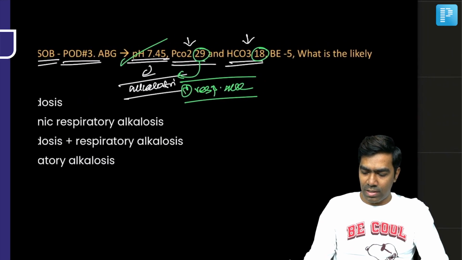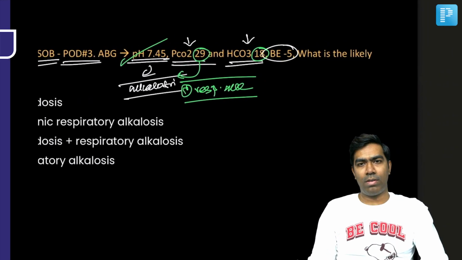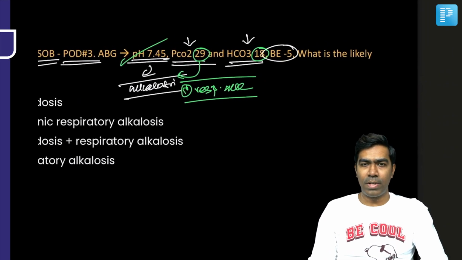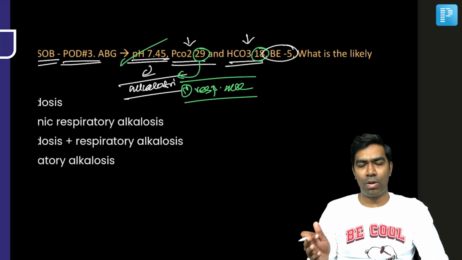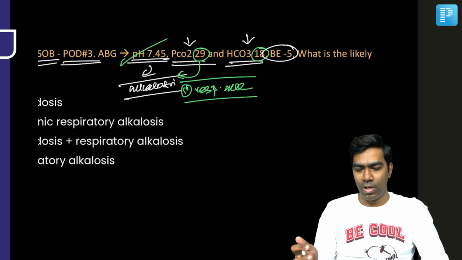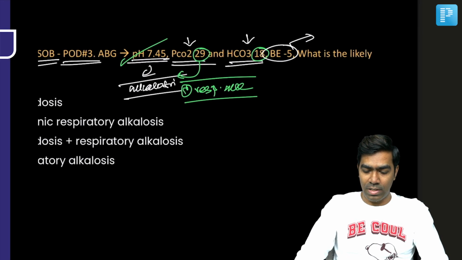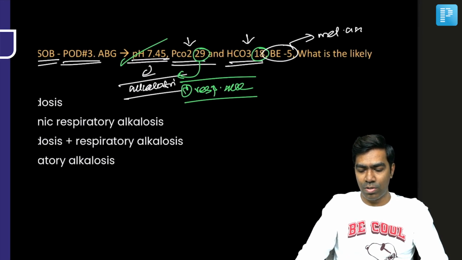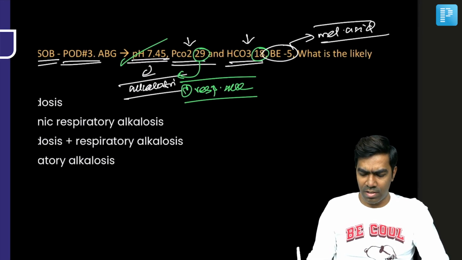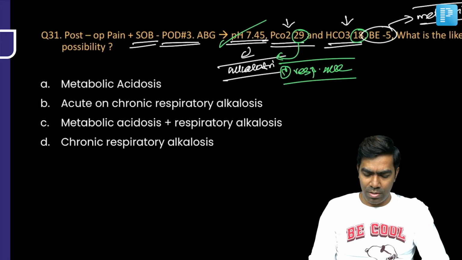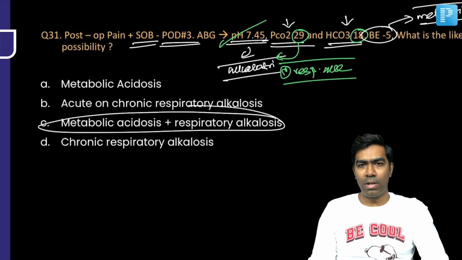And look at the base excess. Base excess in a pure respiratory disorder should be normal. Whether it's respiratory acidosis or alkalosis doesn't matter. Base excess will be normal, and the normal base excess is -2 to +2 or probably -3 to +3 according to certain textbooks. A base excess of -5 clearly tells you that the patient is having an associated metabolic acidosis as well. So it's a very, very simple and straightforward diagnosis, that is option C, that the patient is having metabolic acidosis and an associated respiratory alkalosis.